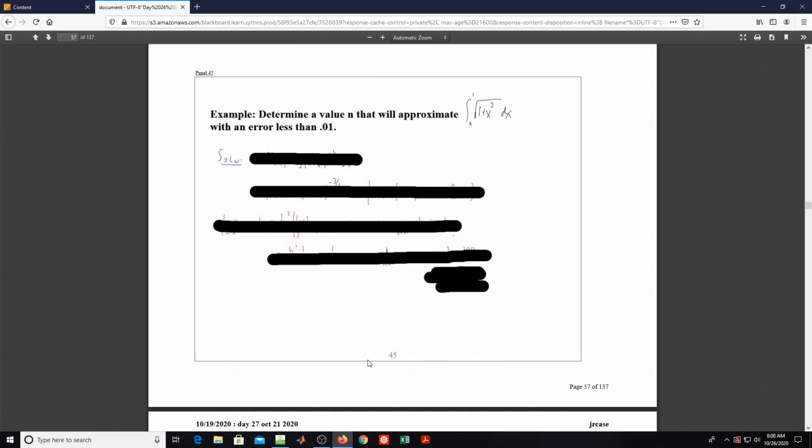Let's determine a value of n that will approximate the integral from 0 to 1 of the square root of 1 plus x squared dx with an error of less than 0.01. Okay? So at least tell me a strategy that we could use for this.